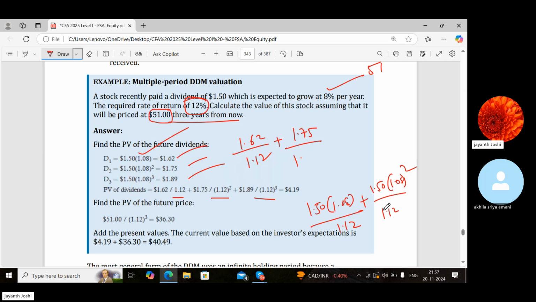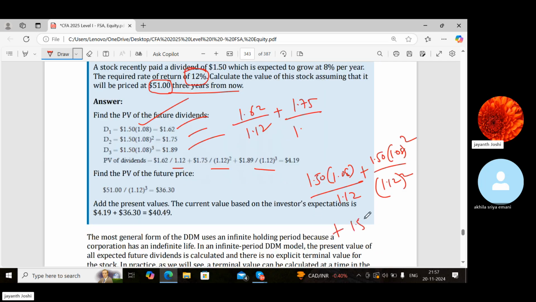Divided by 1.12 whole square, plus 1.50 into 1.08 whole cube divided by 1.12 whole cube, and accordingly I'm going to take the stock price also at the end of the third year. Stock price is going to be 51. If you do the entire calculation, you'll get 40.49. Please do the calculation and tell me. I'm just waiting.